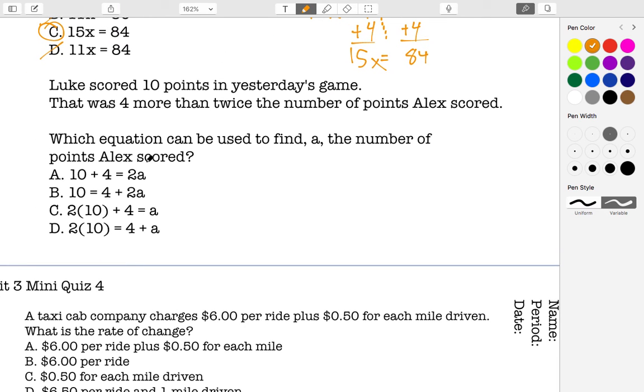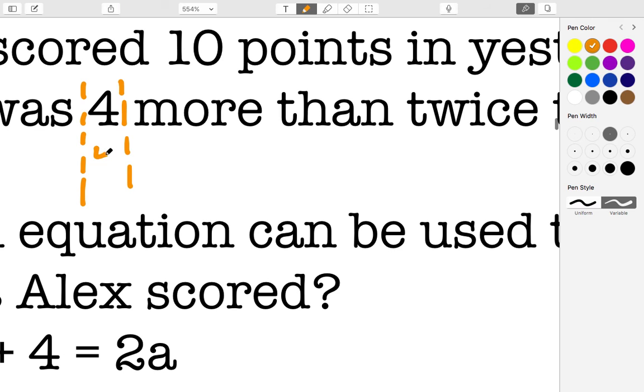Last one. Luke scored 10 points in yesterday's game. That was 4 more than twice the number of points Alex scored. Which equation can be used to find A, the number of points Alex scored? Okay. Now, when I made the quiz, I actually broke this up. You probably were wondering, what is this line for, right? On the test, this won't happen, but I broke it up like this, so then you can actually write this out. So for math notation, for 4, we just put 4.